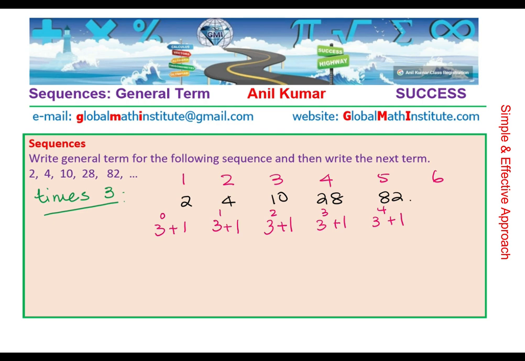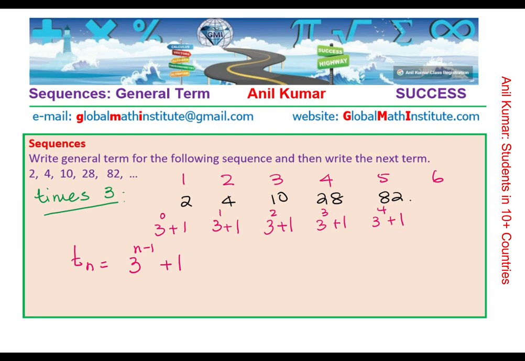and we get 82 by adding 1. So now the general term should be 3 to the power of what? 1 less than the term number. So 3 to the power of n minus 1, plus 1. That becomes our general term.